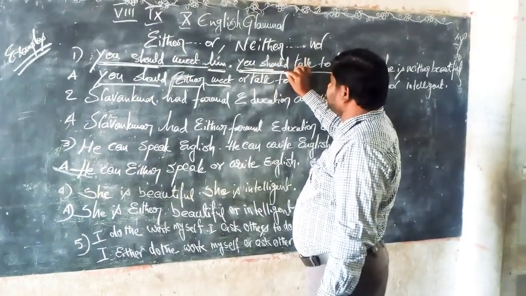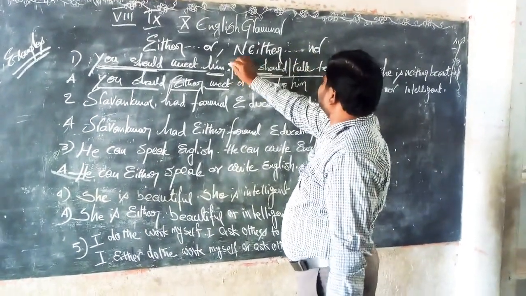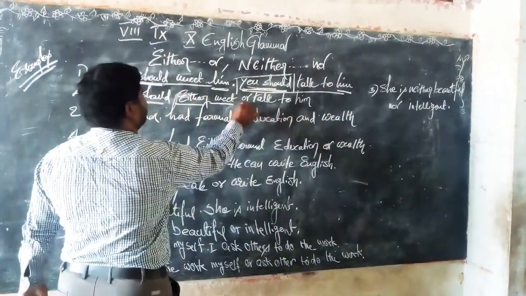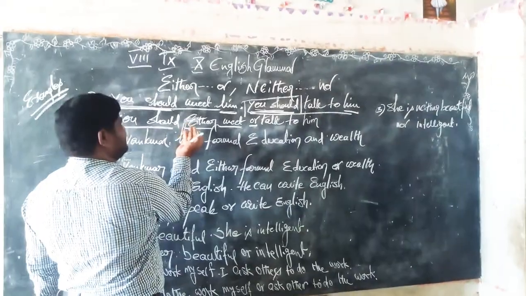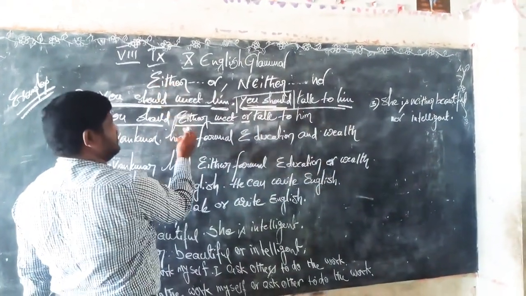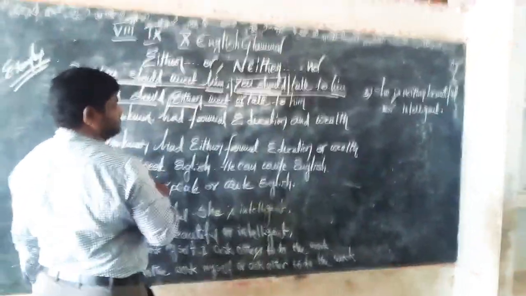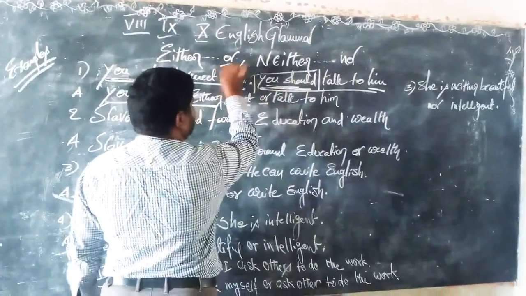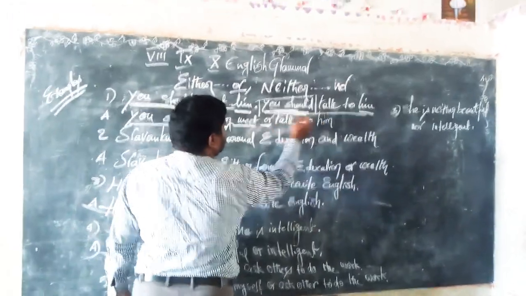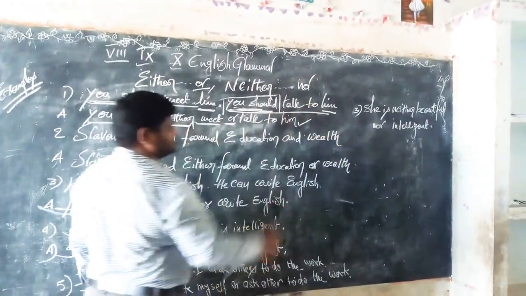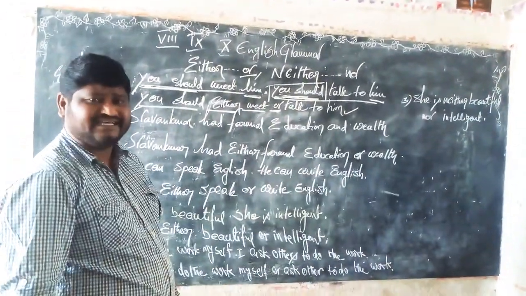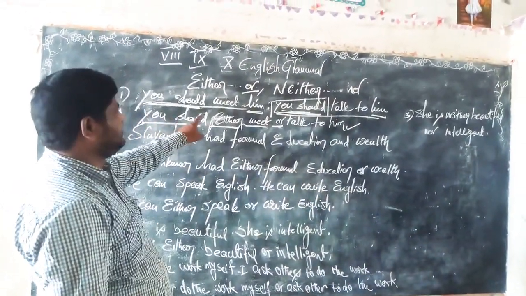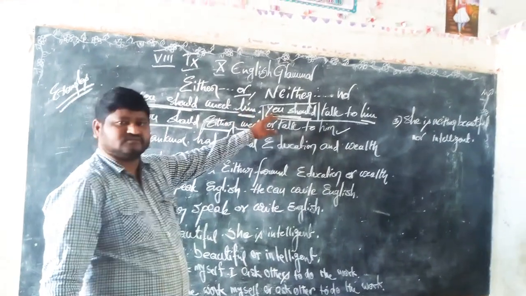Then in the second sentence, immediately you have to remove the similar words, and after that write the other word, which is or. Here in the first sentence we write either, and in the second sentence we remove the similar words and write here or talk to him. This is the answer. Very easy, friends. You should either meet him or talk to him.